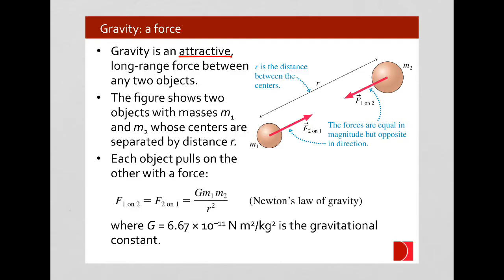Gravity is an attractive long-range force between two objects that depends on the mass of those objects. If you have two objects with masses m1 and m2 that are separated by a distance r, those objects are going to feel a gravitational force equal to capital G times the masses of the two objects divided by the distance between their centers squared.